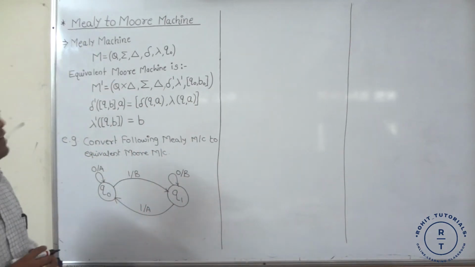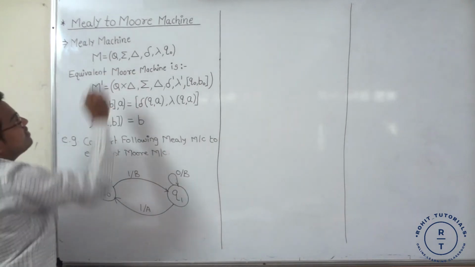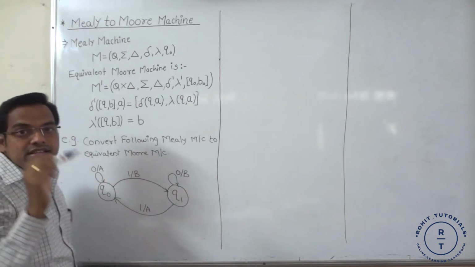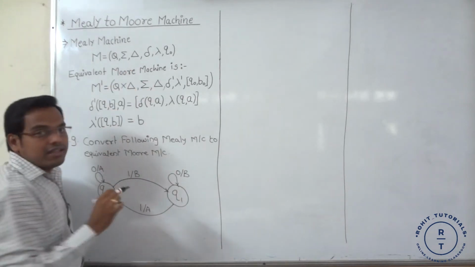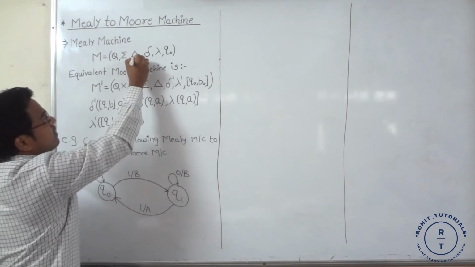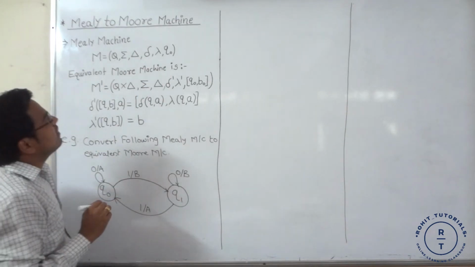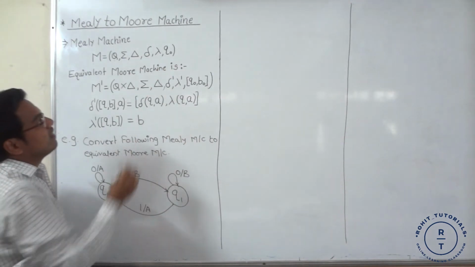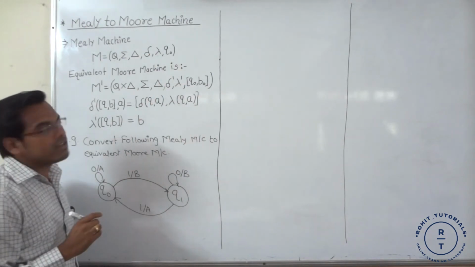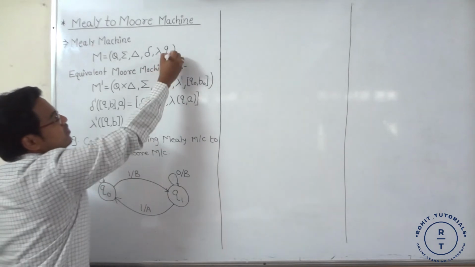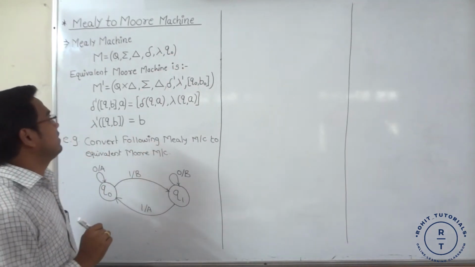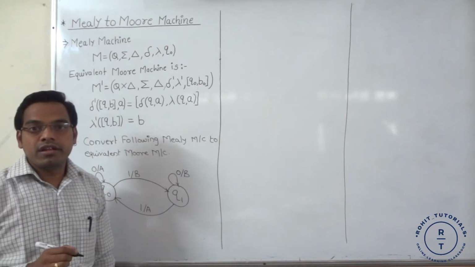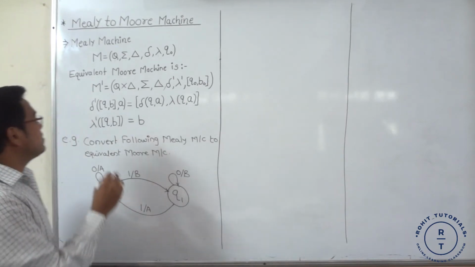A Mealy machine is represented by a tuple consisting of capital Q, that is the set of states, sigma, the set of input symbols, and delta, which we consider as the output symbol. This is the transition function. This is the output function, which is represented by lambda, and Q0 is the initial state. While converting the Mealy machine to Moore machine, we require formulas.